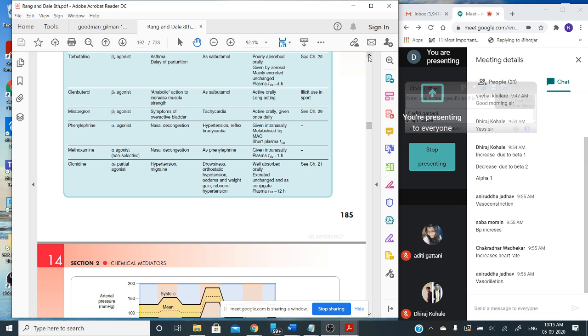Then next drug is clonidine. Clonidine is an alpha 2 agonist. It is used in the treatment of migraine and hypertension. It causes drowsiness, orthostatic hypotension, edema, weight gain, etc. Now, all this we shall study when we study drugs acting as antihypertensives.